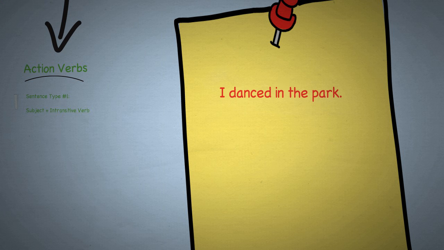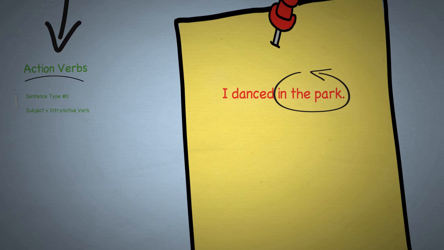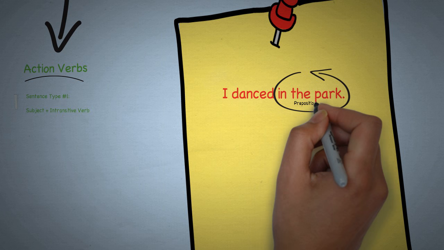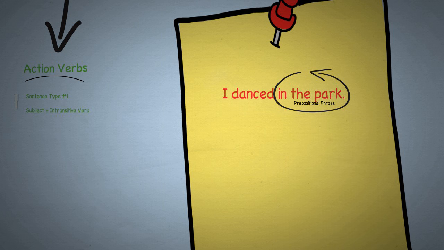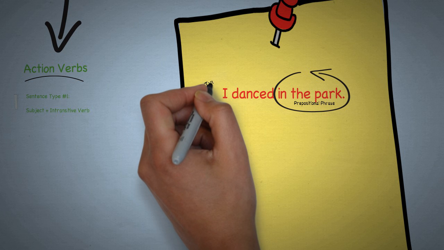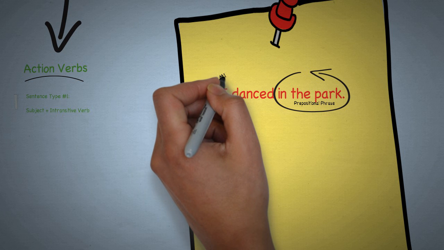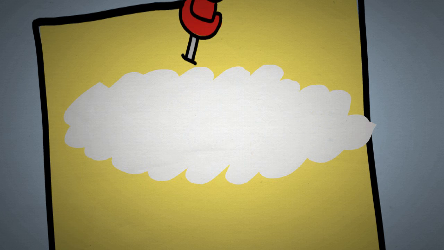Let's look at an example together. In the sentence, I danced in the park, we have the verb danced, which is an action verb, followed by in the park, which is a prepositional phrase, the preposition in, followed by the park. Because there are no noun phrases that are not tied up by prepositions following the verb, we do not have an object. When there is no object in an action verb type sentence, then we call the verb intransitive. So this is sentence type 1, subject plus intransitive verb.